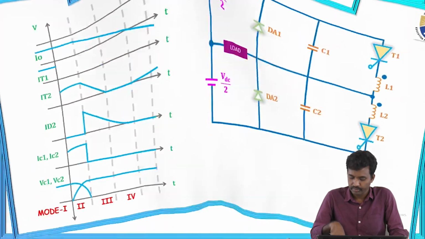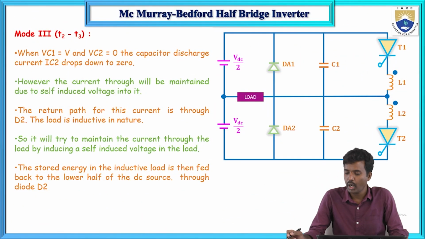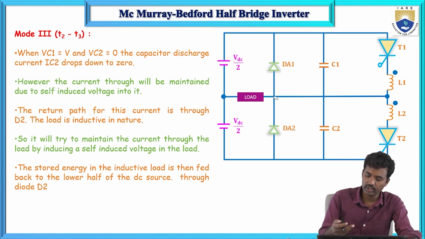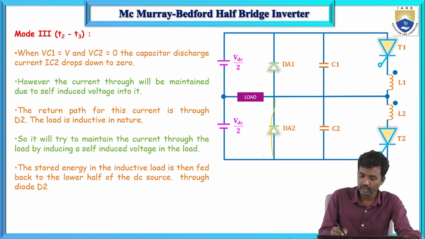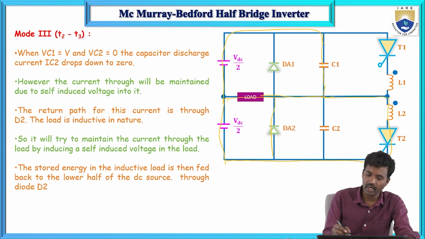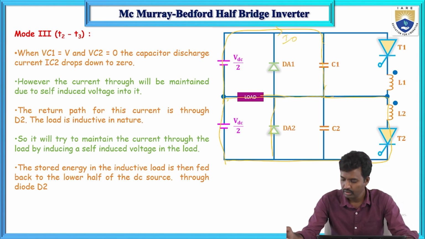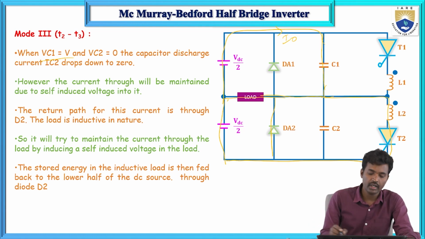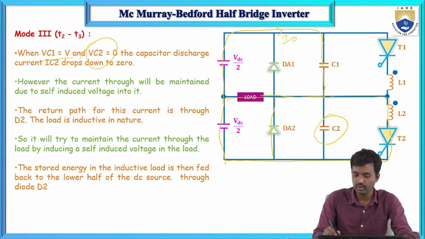Now in the third mode of operation, what will happen? D2 will conduct, and here is the capacitor. Now what will happen? This is the I0. So VC1 equals Vs, and VC2 equals 0. This VC2 equals 0.